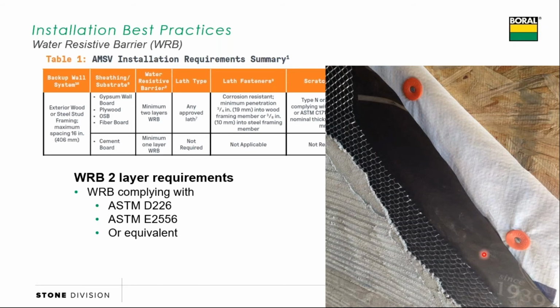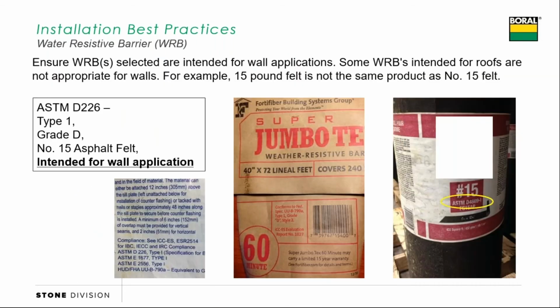But we don't want to just use any type of paper. We need to make sure that it meets one of these specifications. Now, there's a lot going on in this slide, so let's follow my cursor. We're going to start inside this box. Our recommendation for that secondary layer would be an ASTM spec D226, type 1, grade D, number 15 asphalt, intended for wall applications.